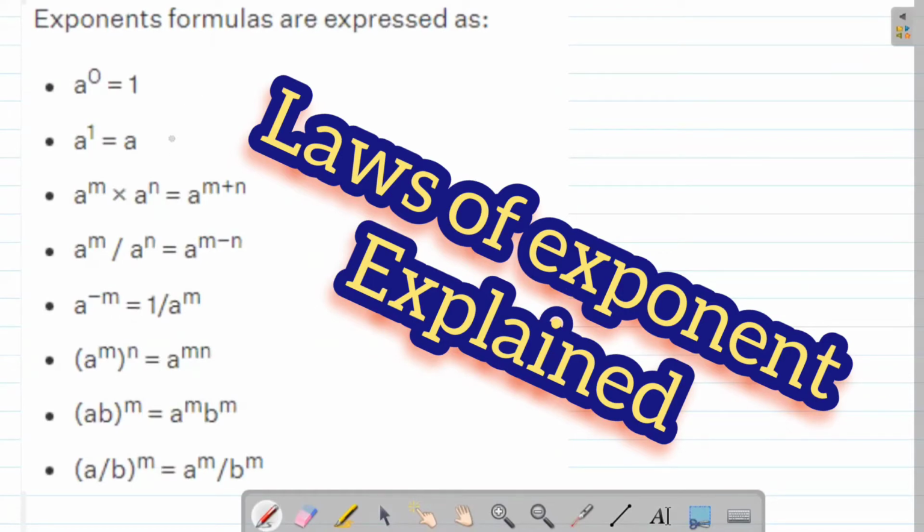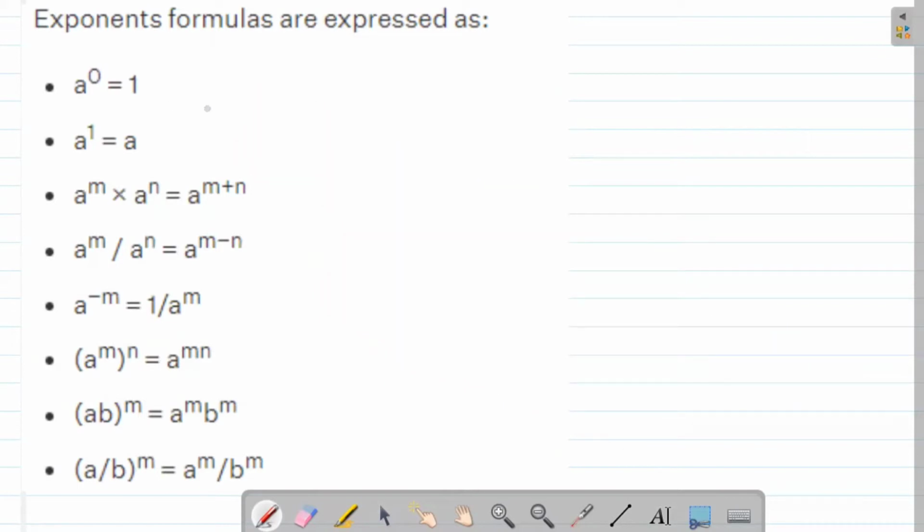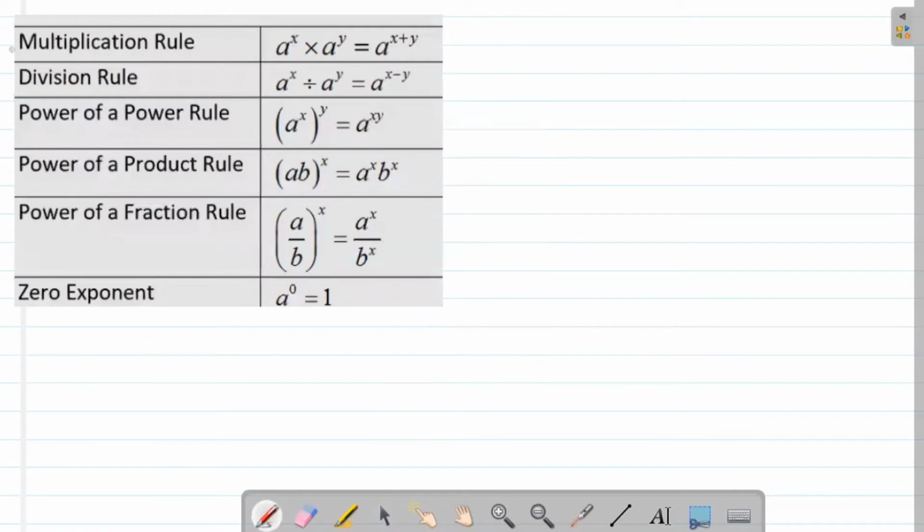Now, there are some rules which are used when we are going to solve a particular exponential format question. So let's explain these rules one by one with examples. The first rule is the multiplication rule. If two numbers are given, for example, a question 5 raised to 2 multiplied by 5 raised to 3.